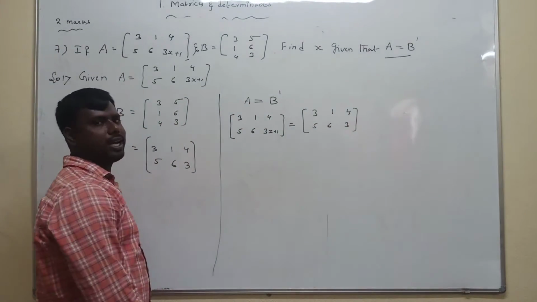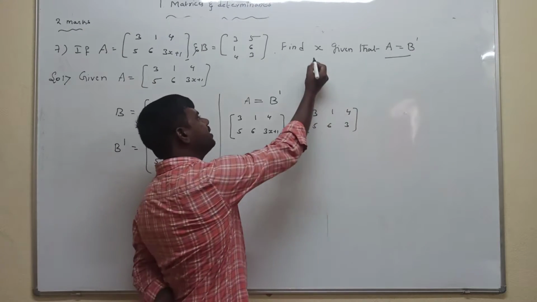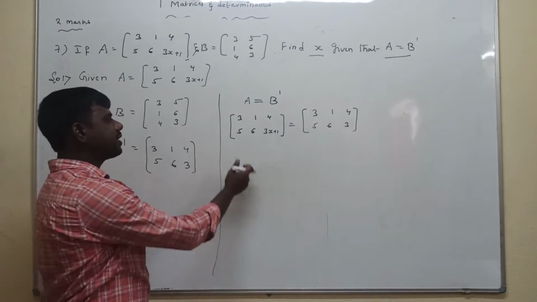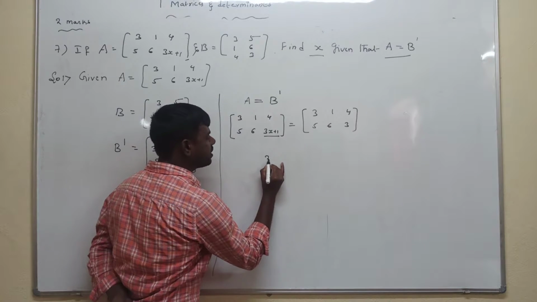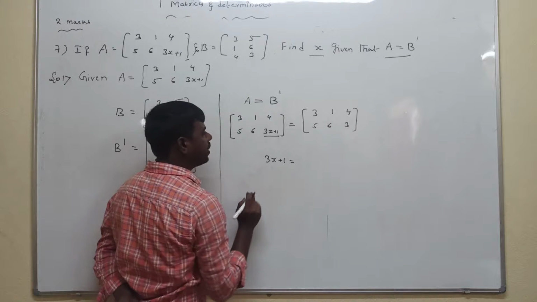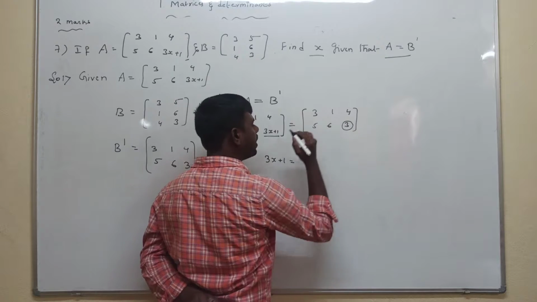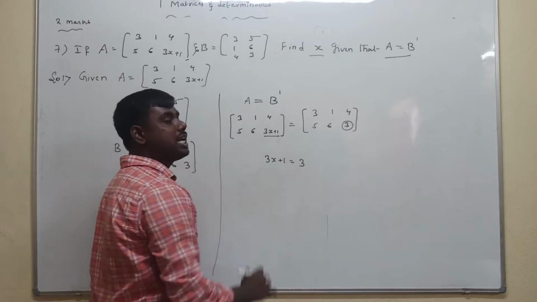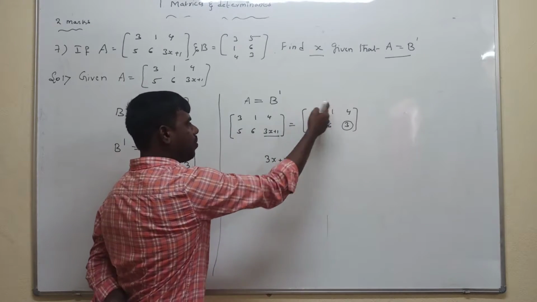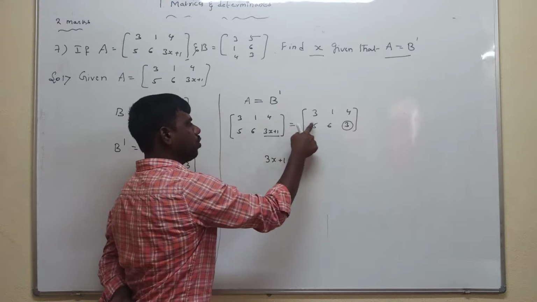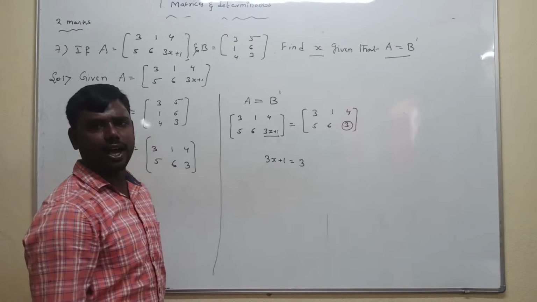Now, when two matrices are equal, corresponding elements are equal. But according to the question, we need to find x. That's why on the left side, where is the x function? Only this one. So 3x plus 1 is equal to, observe here, the second row, third column element, which is 3. Equating the corresponding elements: 3 is equal to 3, 1 is equal to 1, 4 is equal to 4, 5 is equal to 5, 6 is equal to 6, 3x plus 1 is equal to 3. Easily we identify the x value.